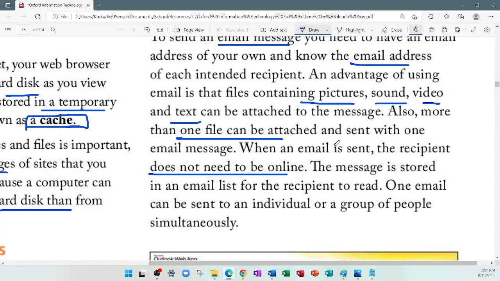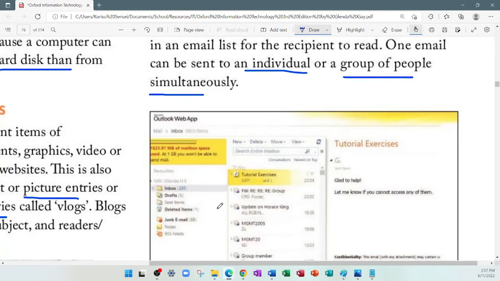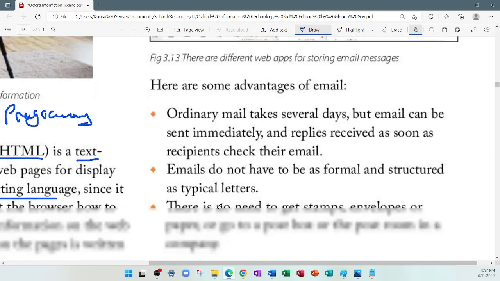Some instant messengers are like that. The person has to be online in order for you to send a message so that they can receive it. But with email, you don't have to worry about them being online. You can send that message to that person, and eventually they will receive it. Emails can be sent individually or to a group of individuals.